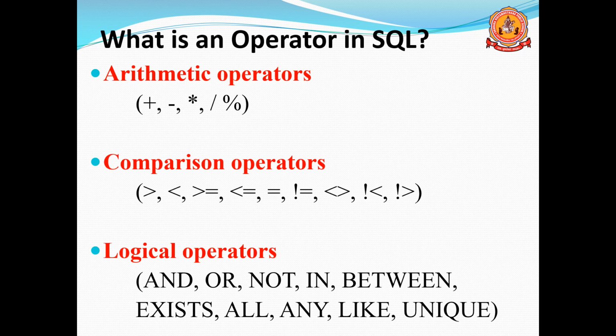So what are arithmetic operators? Arithmetic operators make it possible to perform arithmetic operations. The arithmetic operators are plus, minus, star for multiplication, division, and the last one is modulus. These are the different types of arithmetic operators.